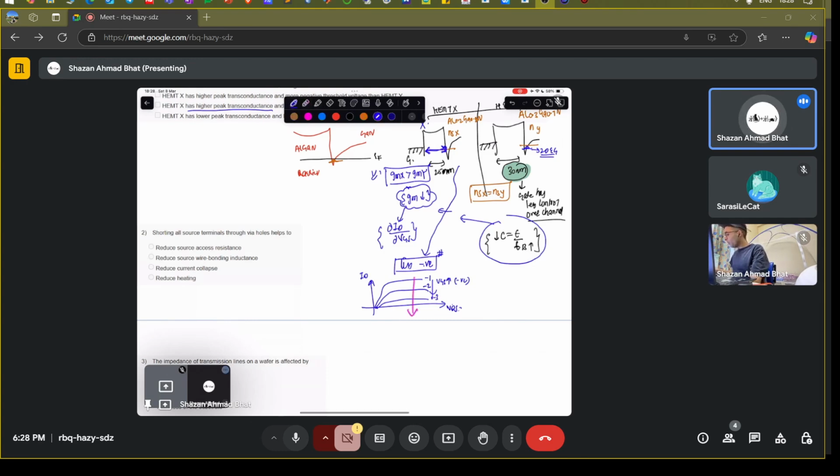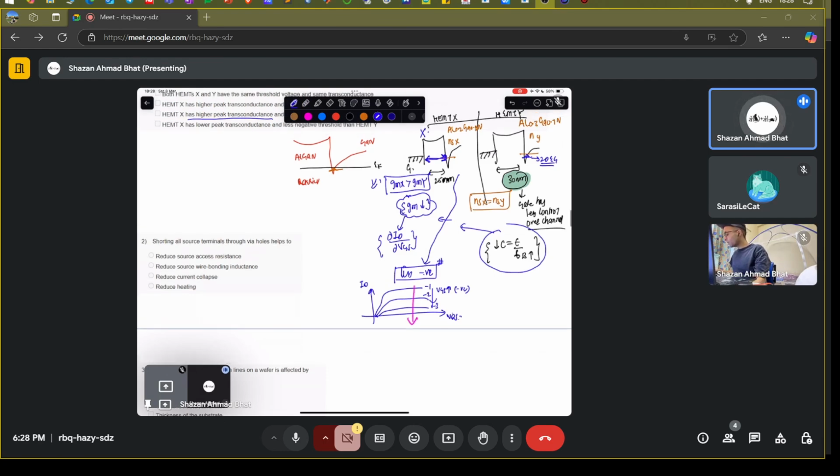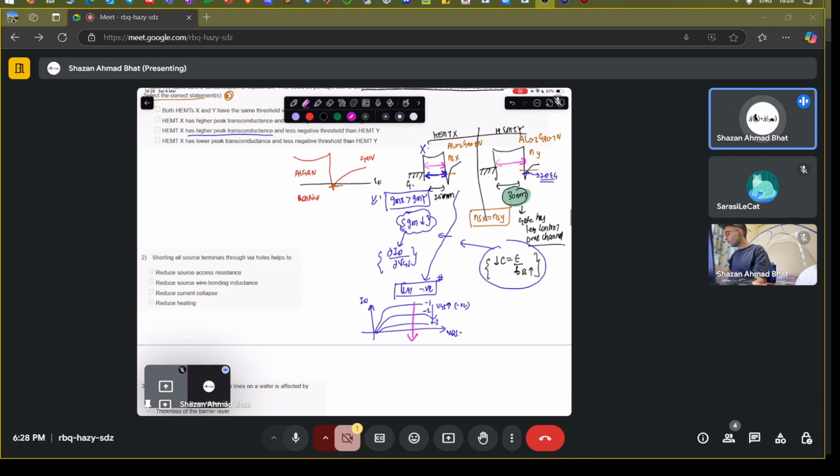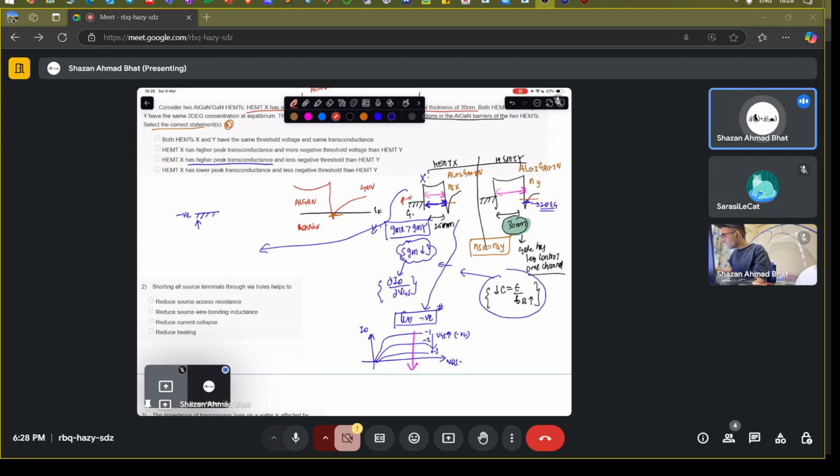Now, why is it going to be lesser in the case of the first one? Because it is capacitively more coupled to the gate. This barrier here is smaller, this is larger, so it's capacitively more coupled to the gate. So you will naturally require a lesser threshold voltage in order to deplete this particular channel. When you apply the negative voltage on the gate side, the electrostatic potential energy of electrons goes up, this particular thing will go like this, and you will have the depletion of the channel.